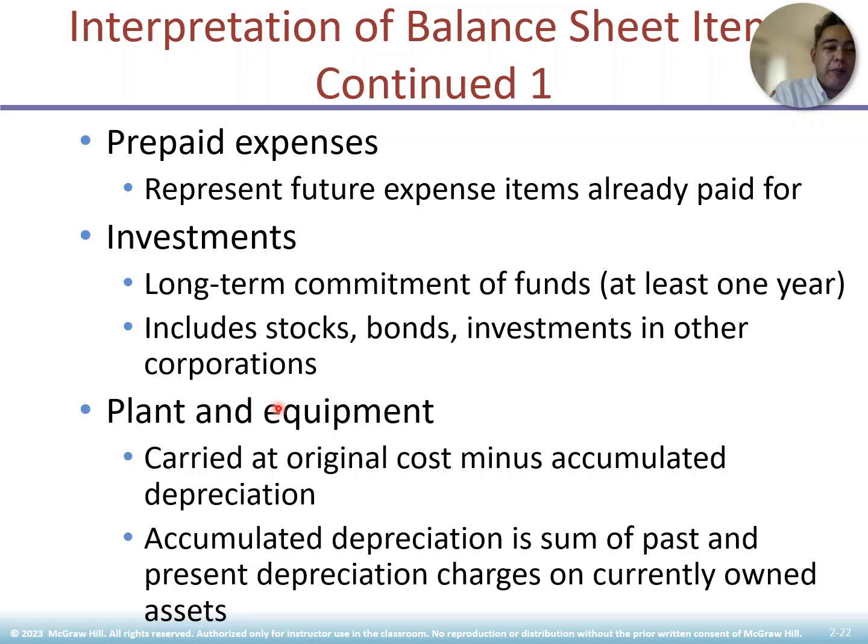So plant and equipment, in accounting, sometimes we call it property, plant and equipment, or PPE. A similar term is actually fixed assets. And then here we're calling it plant and equipment. So these are carried at original cost minus accumulated depreciation. So what's the concept with that?